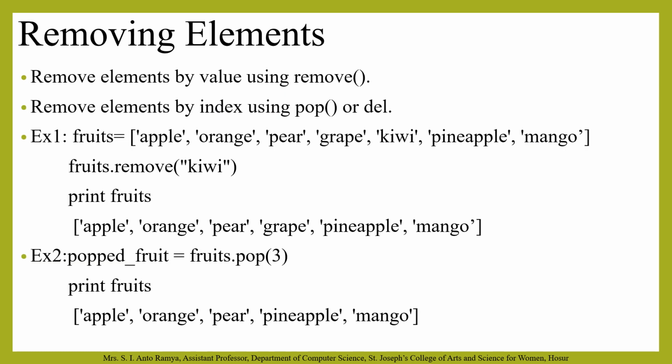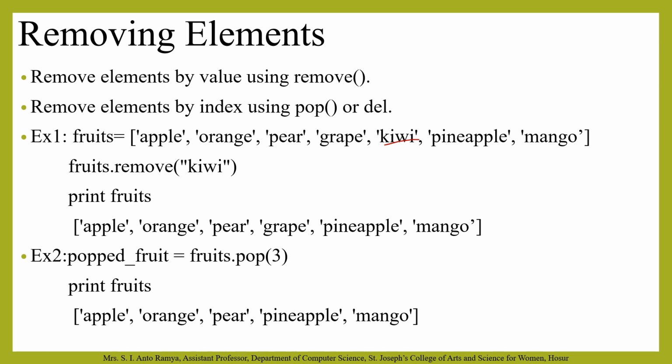And we can also remove elements. Two methods are there for that: one is remove and the other one is pop, or we can also use the same delete function. Fruits is equal to apple, orange, pear, grape, kiwi, pineapple and mango. fruits.remove('kiwi'). So we are going to remove this kiwi. After removing, you can see the list: apple, orange, pear, grape, pineapple and mango.